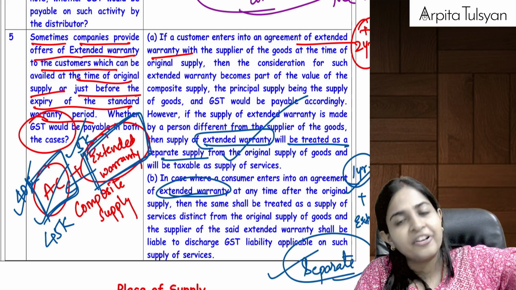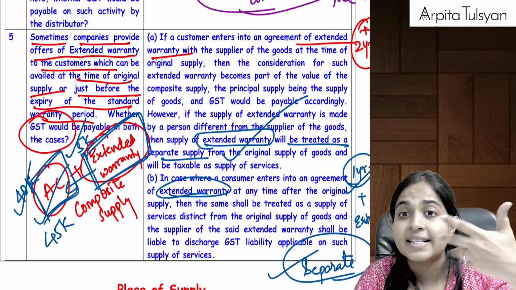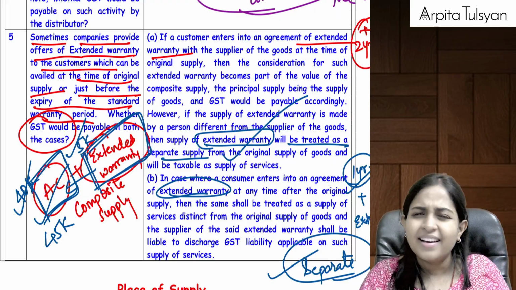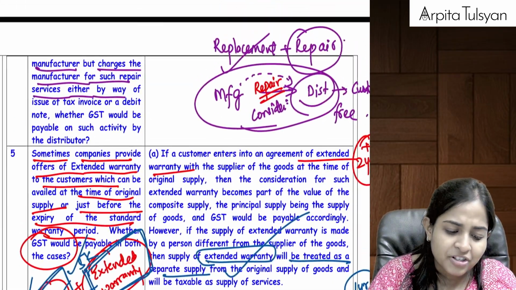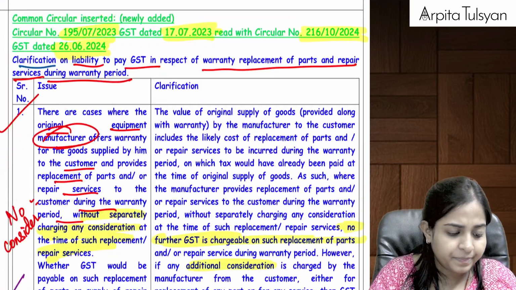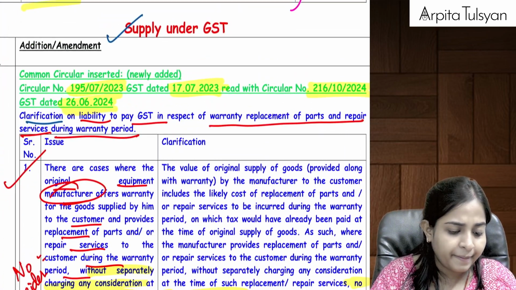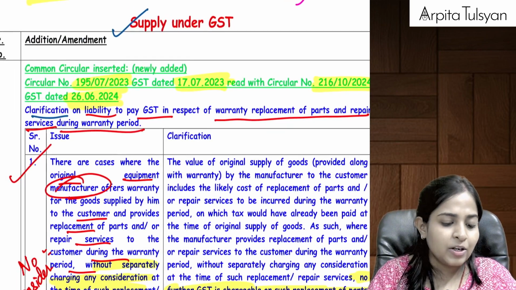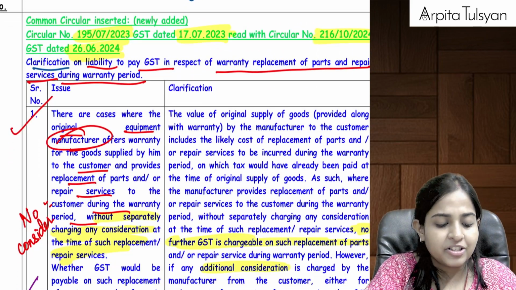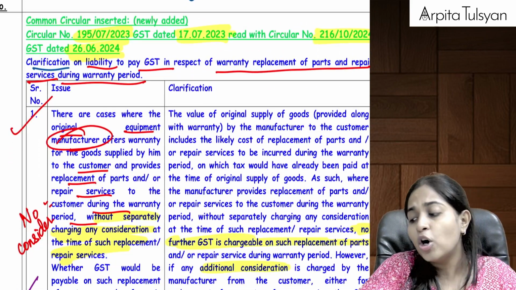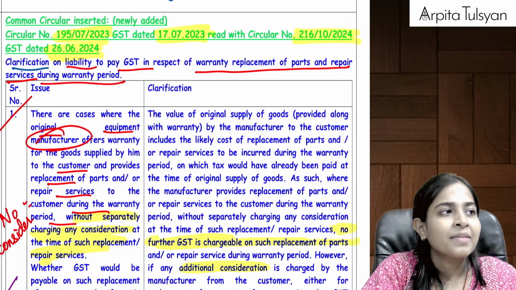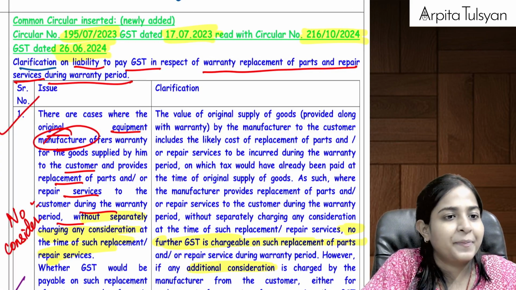So the AC will be different, and the extended warranty will be considered a supply of service, and the rate of GST on that will be different. Is everyone manageable till here? Okay. So this was your new circular that was inserted under the supply under GST chapter, which was mainly pertaining to warranty, repairs and replacements done under warranty.